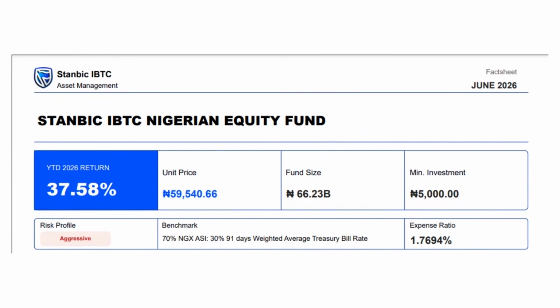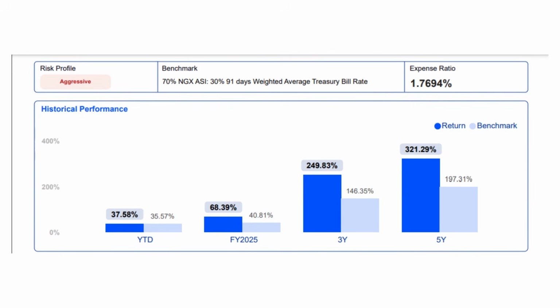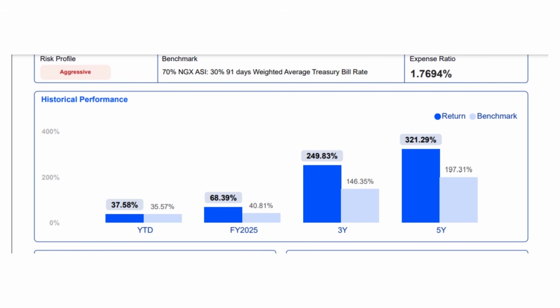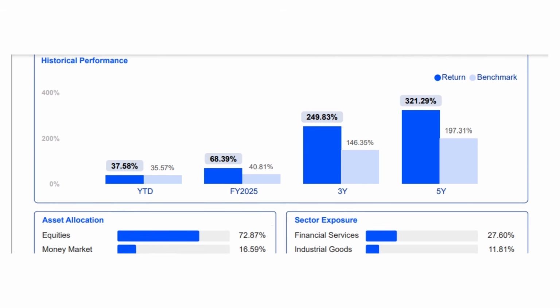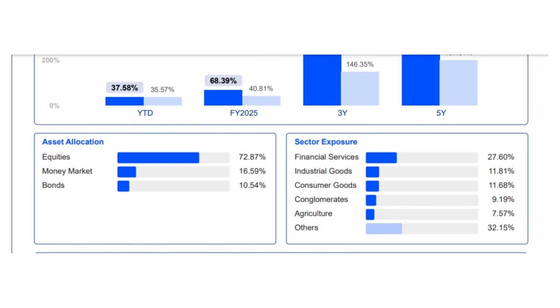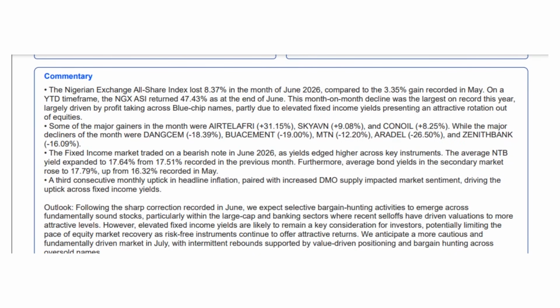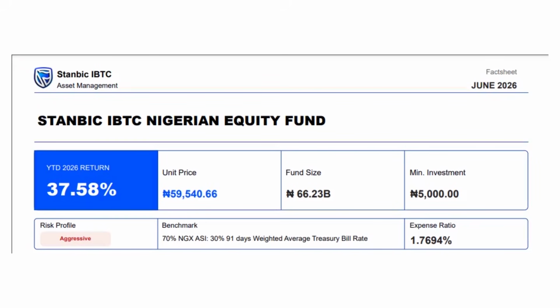So now let's use the Stanbic IBTC Nigerian Equity Fund as our case study. As of June 2026, the fund has delivered a year-to-date return of 37.58%. It is considered an aggressive risk profile, which means that it is designed for investors that are comfortable taking on a higher level of risk in pursuit of potentially higher returns. The total amount of money that investors have entrusted to the fund is over 66 billion naira. To invest in the Stanbic IBTC Nigerian Equity Mutual Fund, you also need a minimum amount of 5,000 naira. So you can see that it is very accessible.